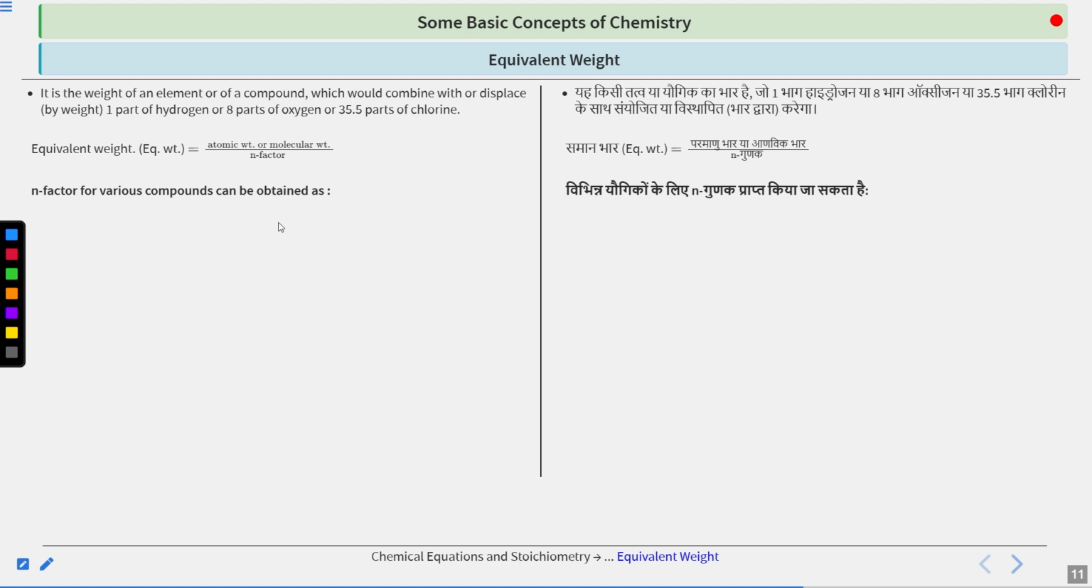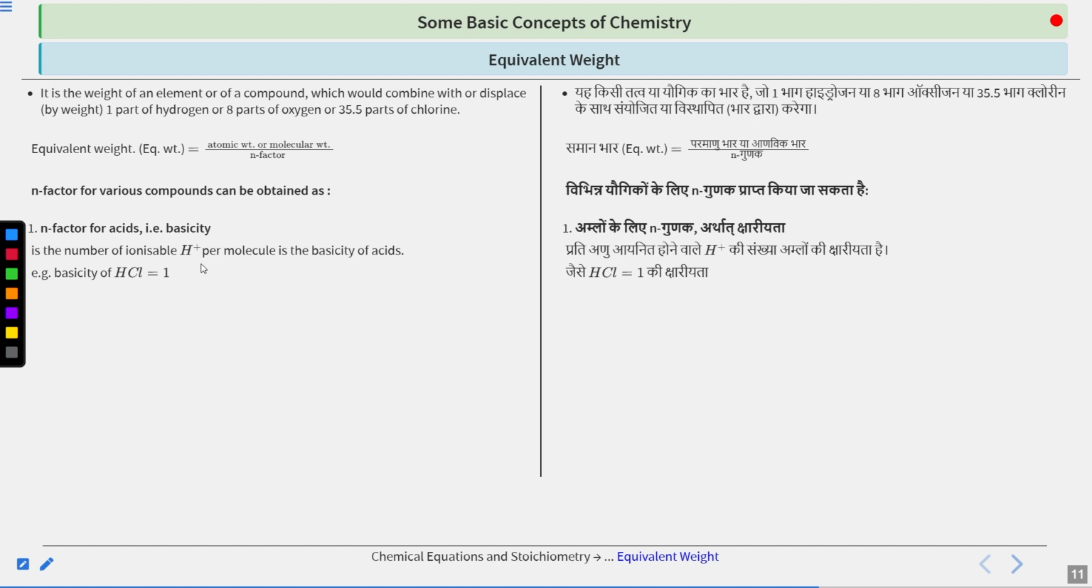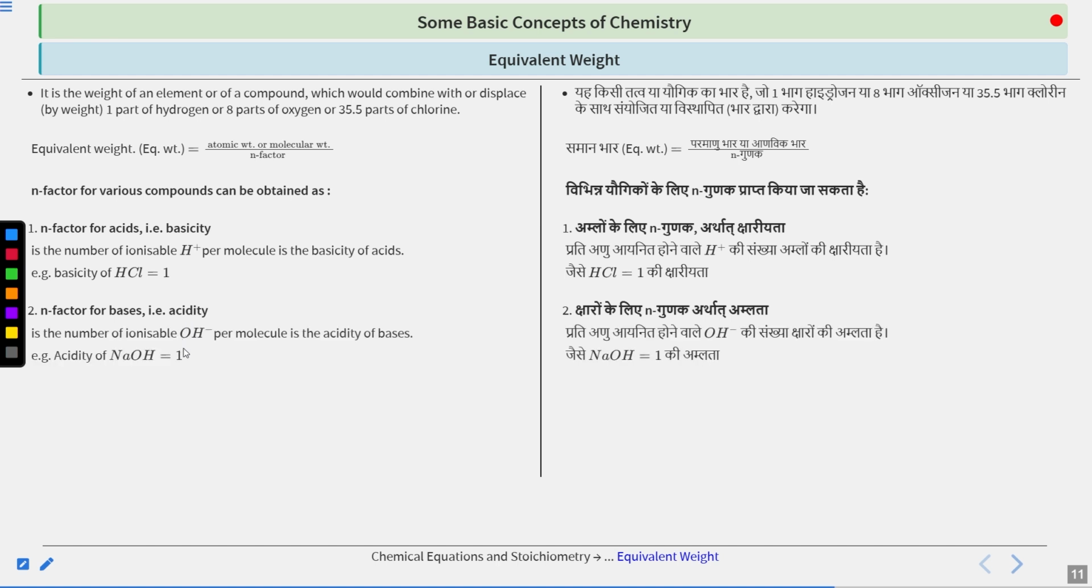What is n factor? The n factor for various compounds can be obtained as follows. If you are talking about acidity and basicity, then HCl can donate 1 H plus, so the basicity of HCl is 1, and therefore the n factor is 1. For bases, the acidity is 1. So for an acid, its basicity is considered for the n factor, and for a base, its acidity is considered for the n factor.